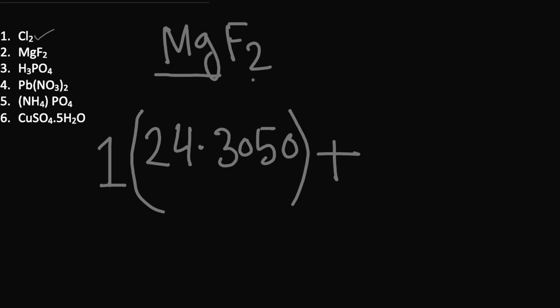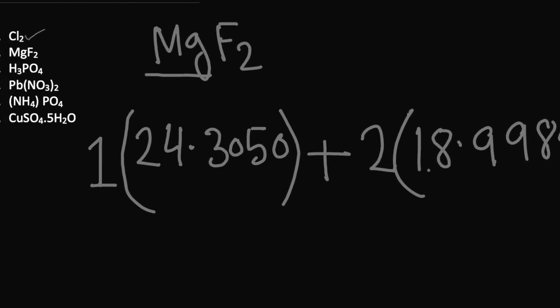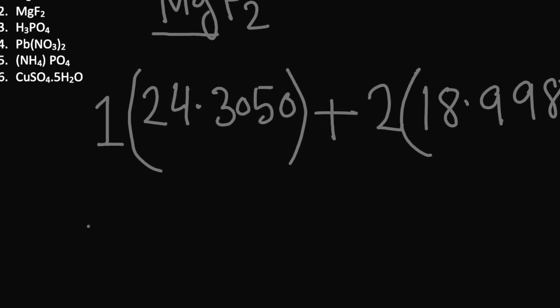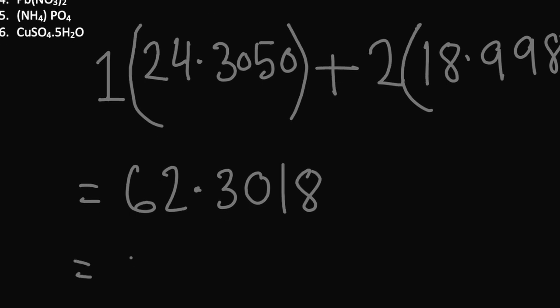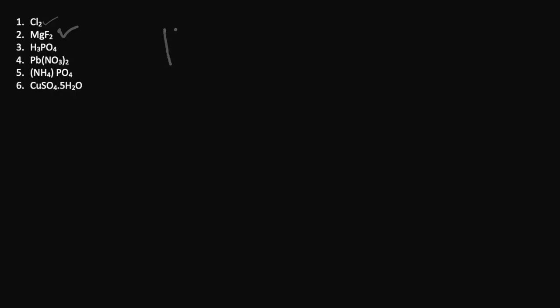Then we put plus because we have to add the mass of all the elements. We have here 2 moles of fluorine. So we write 2, then we put the parentheses. 1 mole of fluorine is 18.99840. After we do the calculation, we get 62.3018. We're just going to round this to 2 decimal places, so 62.30 grams per mole.